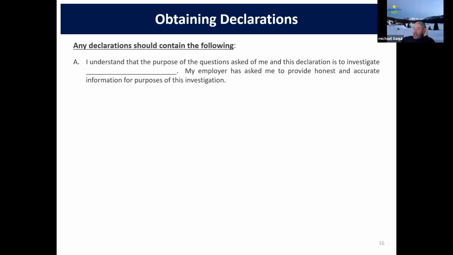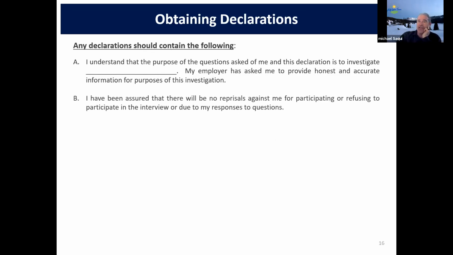The first 5 or 6 things that you are going to do is, first, you're going to tell them the purpose of the questions you're about to ask them, and that you're asking them to provide honest and accurate answers if they wish to be part of the investigation. You have to assure them that there will be no reprisals against them for participating or refusing to participate in the interview, or because of their responses to the questions. 3 bases on which you have to assure them that no reprisals will result.